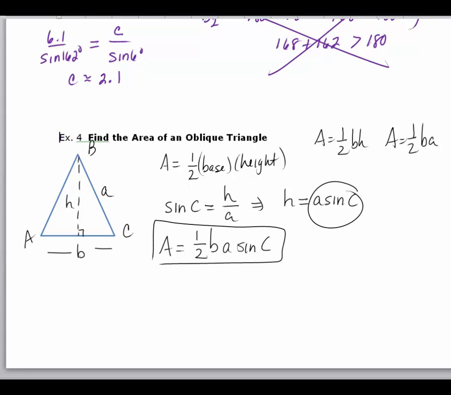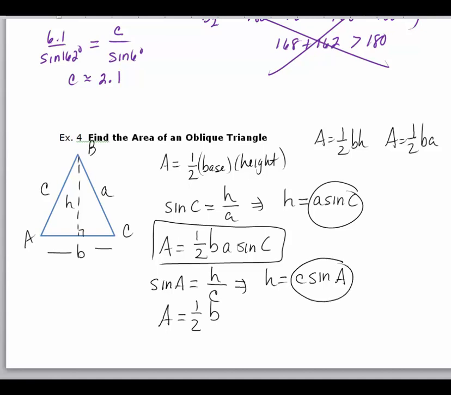I could also use angle A, let's write inside C, and say that the sine of A is equal to H over C, using a different angle, and H would equal C times the sine of A, and so my new formula would be area equals 1/2 the base, which is B, and the height we have this time written as C sine A.